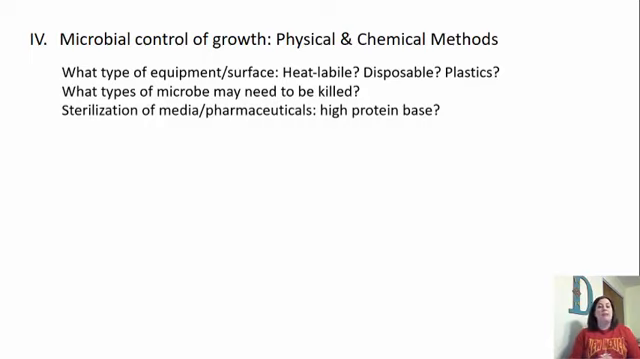All right, do you think gram positives are present? Viruses, prions, what do you think might be present there? Sterilization of media and pharmaceuticals are important. However, do they have a high protein base to them? Are those proteins important for them to be active? If so, you cannot use high heat because it denatures those proteins.